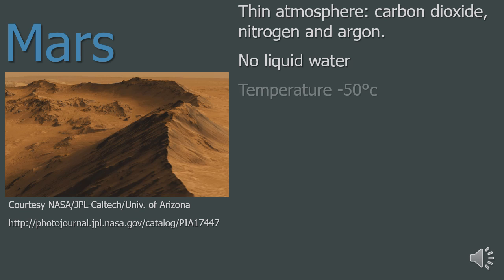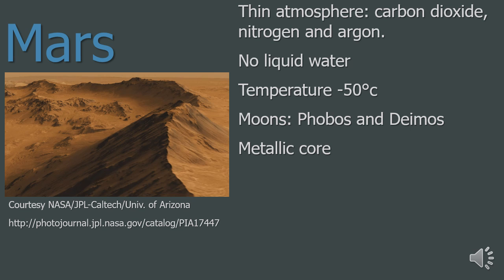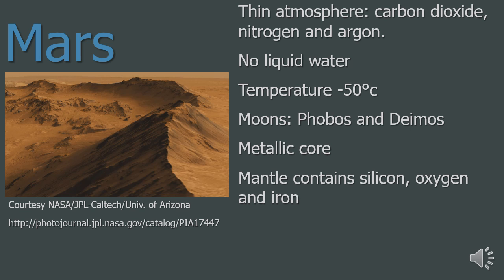The temperature of Mars is -50 degrees C. Mars does have two moons, Phobos and Deimos. These are both thought to be captured asteroids due to their very small size and irregular shape. Mars is also quite close to the main asteroid belt. Mars's core is metallic, and the mantle is likely to contain silicon, oxygen, and iron.